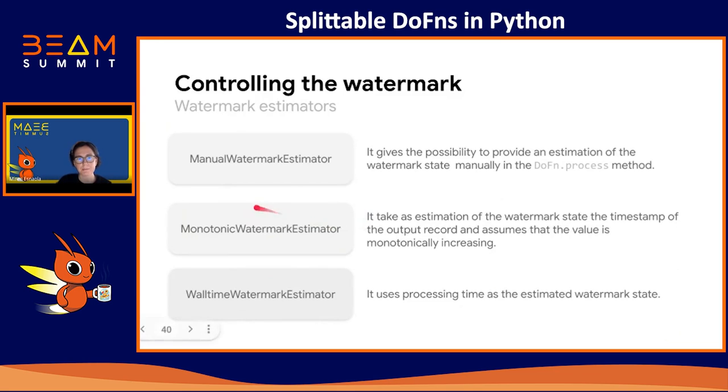And currently, so you know, there are three different estimators, okay? A manual one, which has a set watermark method that you can invoke from the DoFn process function. Monotonic watermark estimation, which takes the timestamp of the output element, okay? And then the wall-time watermark estimator that takes the processing time, okay? And that's it. That's all I wanted to cover.